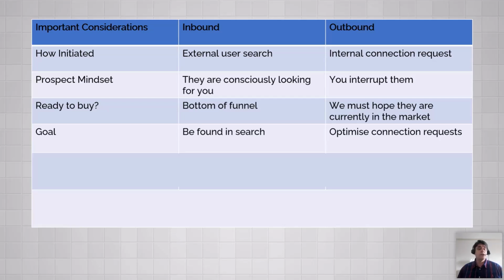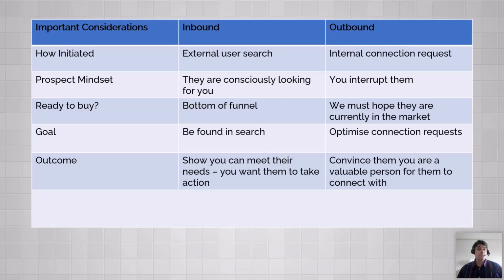What's the goal? Obviously, on inbound, it's to be found in search, right? So that will affect some of the stuff that you put on your LinkedIn profile. For outbound, we don't really care about search, to be quite honest with you, because we pick the people and we send the connection request. So we need to optimize the connection requests in order to get the best results. What's the outcome? Well, when we're talking about inbound, we want to show them that we can actually meet their needs, because you want them to take action, right? They're looking. So, hey, we can help you.